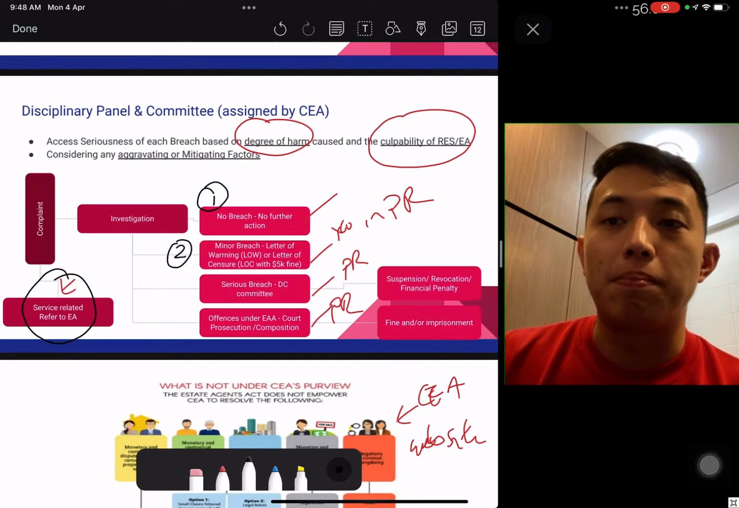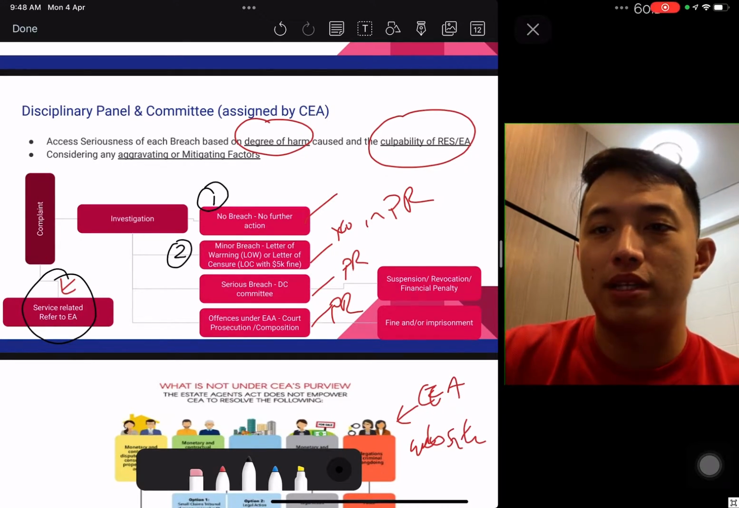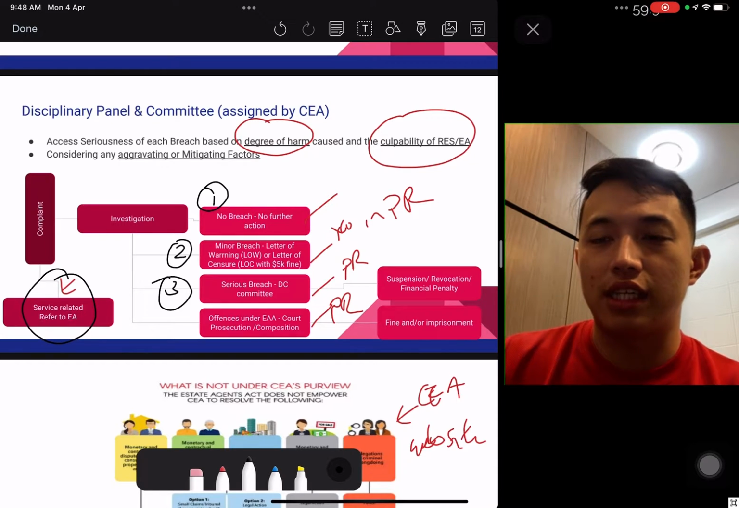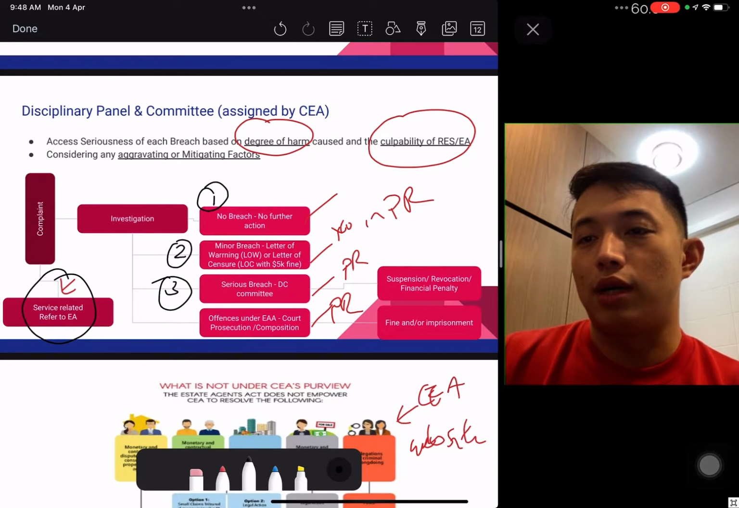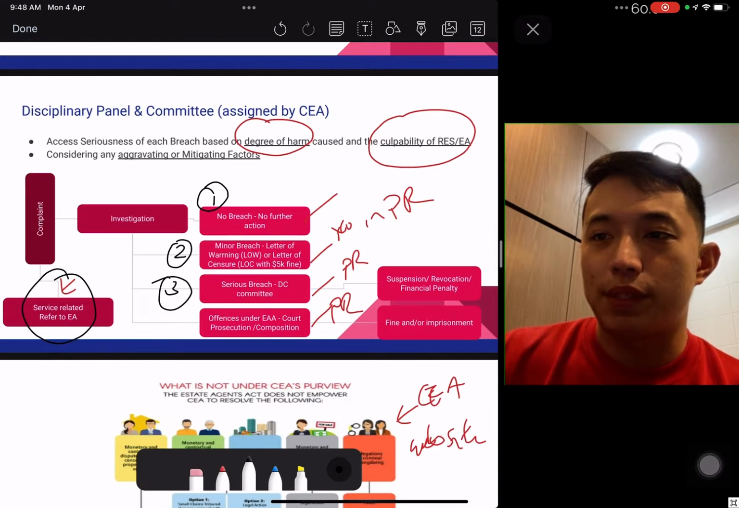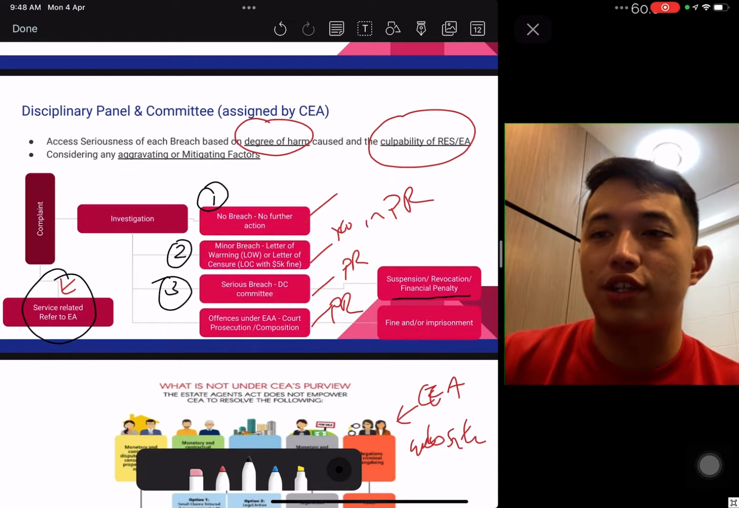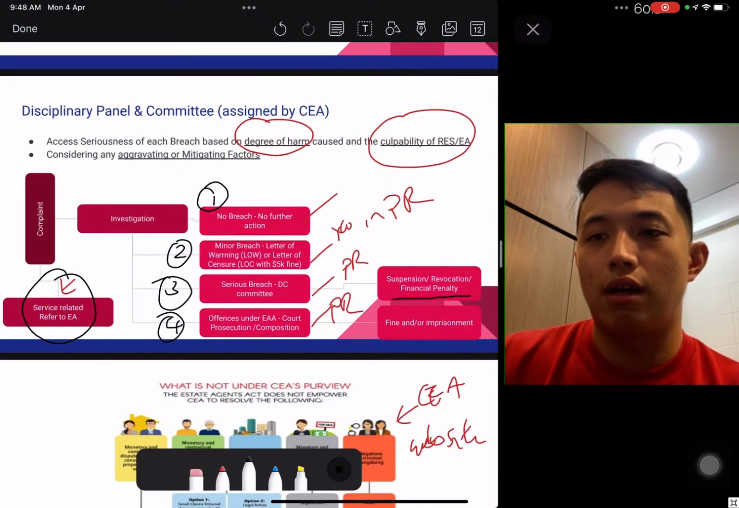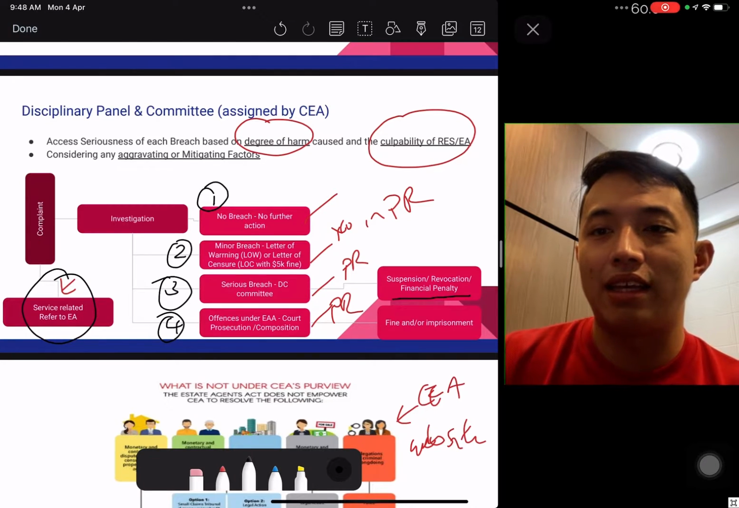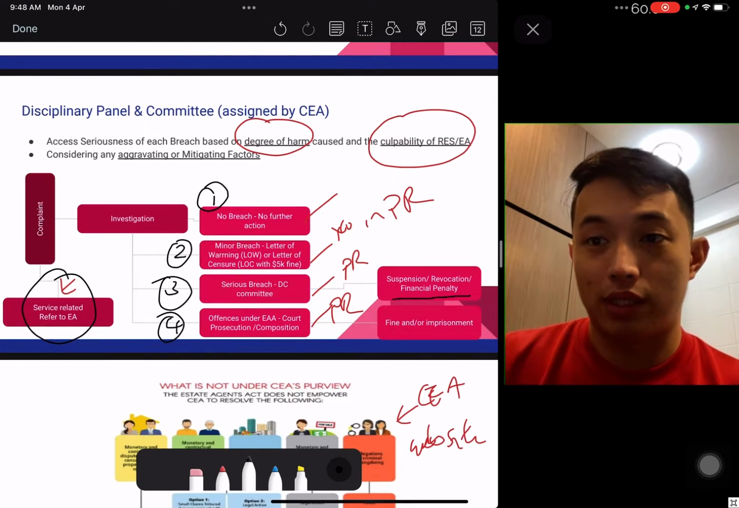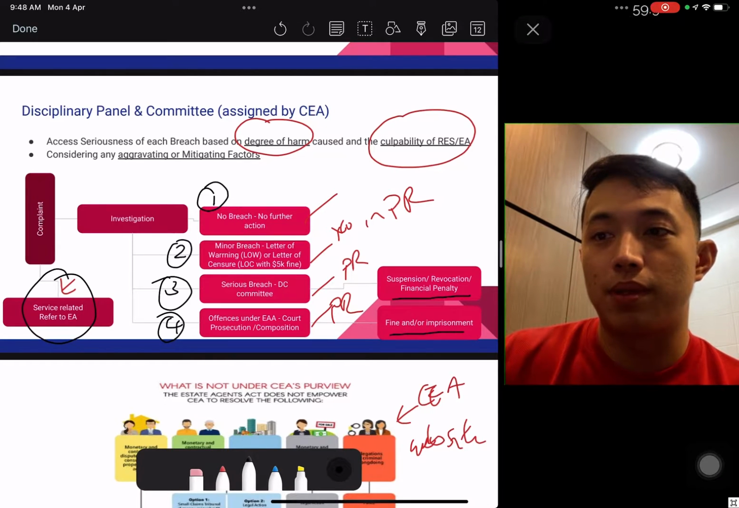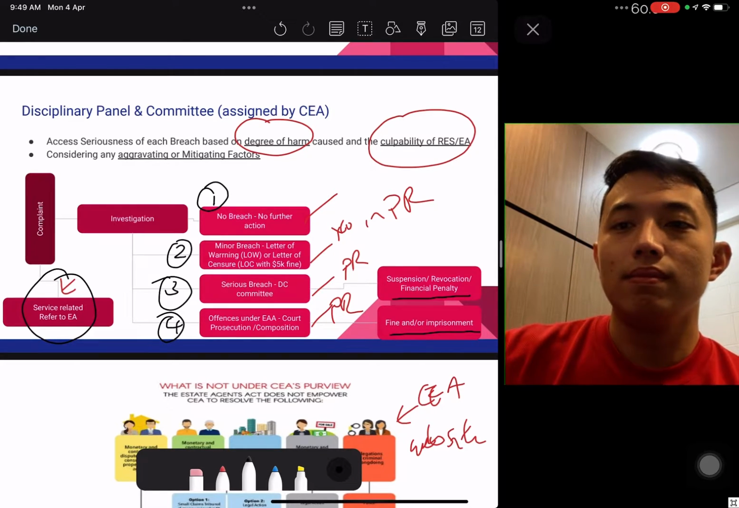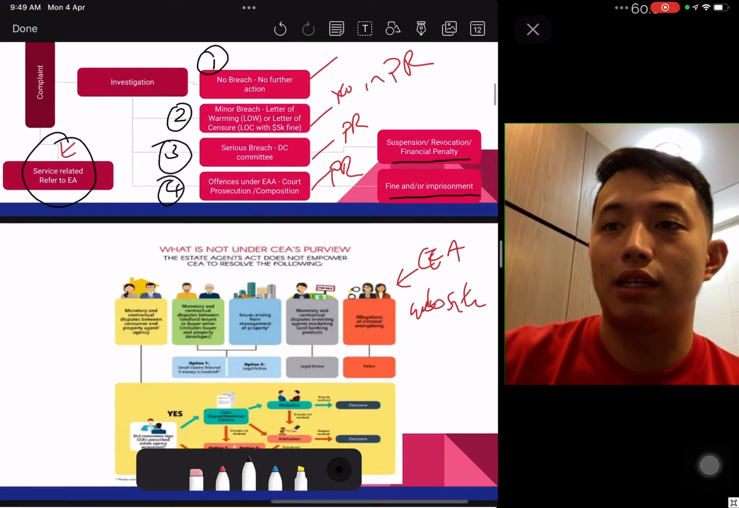So anything above that, if CEA thinks it is a serious breach needing serious investigation, the DC will take action. A DC committee will be formed, there will be investigation done, and the outcome will be either suspension, revocation, or financial penalty. Fourth, for any offences under the EAA, you may be prosecuted or offered composition, so there will be a fine and imprisonment. So do take note that all this is done privately, but some of the information will be announced in the news, if you guys know about it.